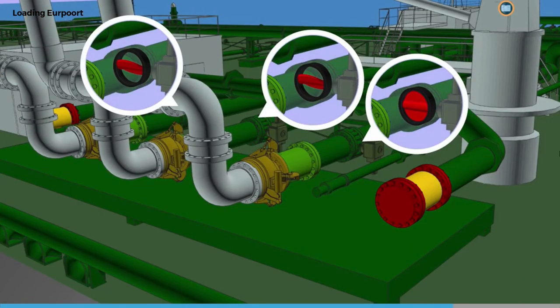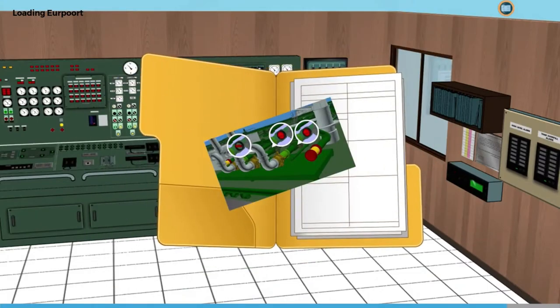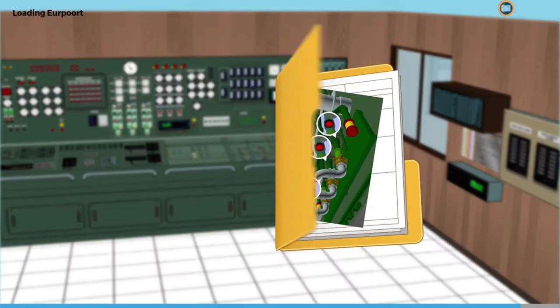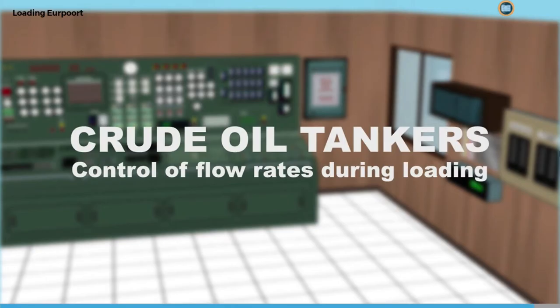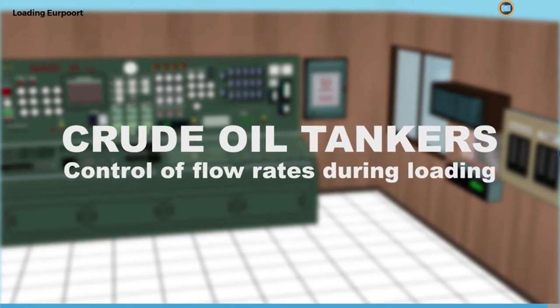Investigations revealed that a spindle of number 2 manifold valve had sheared, and the valve disc had slammed shut, suddenly restricting the flow. As we go through, we will learn why the valve disc spindle sheared and, more importantly, how it could have been avoided.